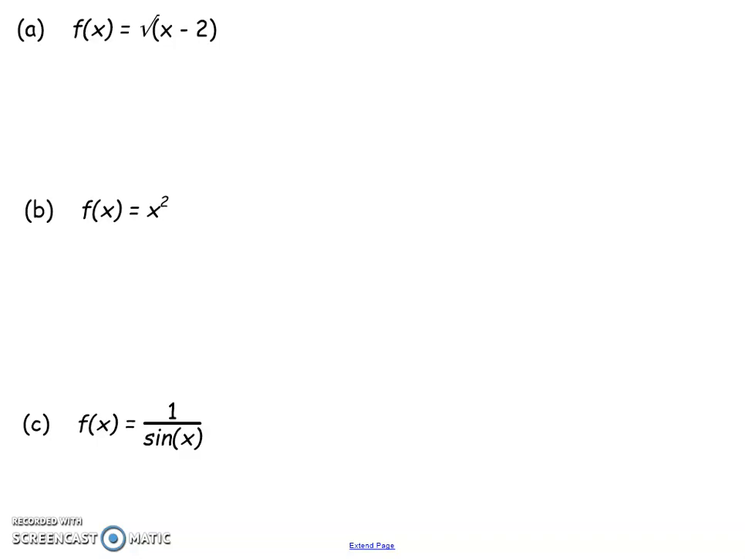If we look at the first function, f of x equals square root of x minus 2, what we have to do is remember what is meant by domain and what is meant by range. Remember, an easy way to think about it is the domain is the values you stick into the function, and the range is what you get out of the function. So look at the actual function itself.